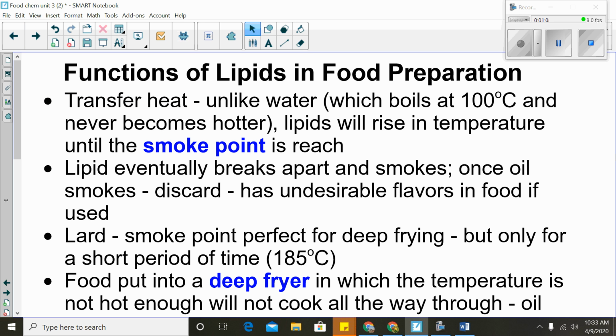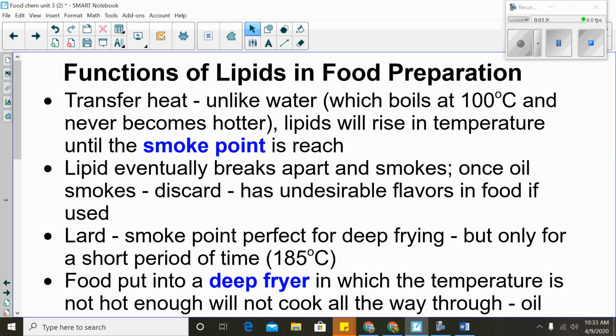All right, food preparation. So why do people add lipids when they're preparing foods? Well, first of all, they transfer heat. So unlike water, which boils at 100 degrees and never becomes hotter, lipids will rise in temperature until a smoke point is reached. So what is a smoke point?